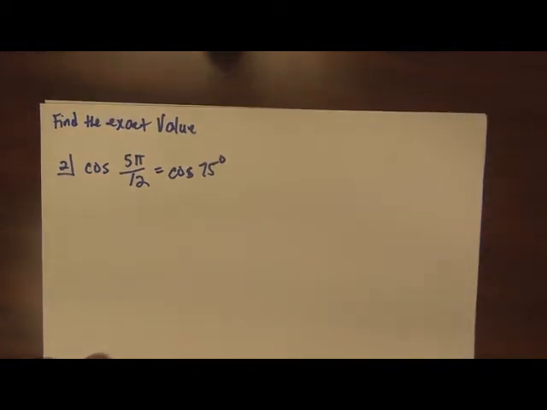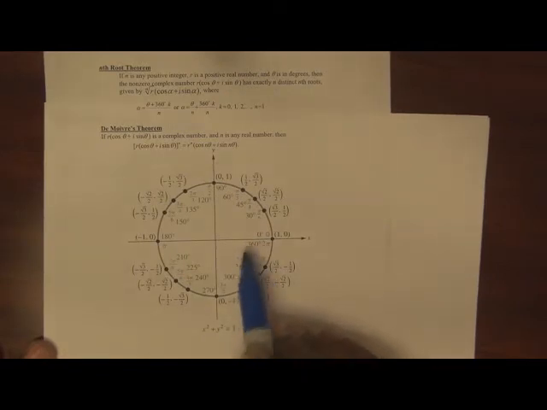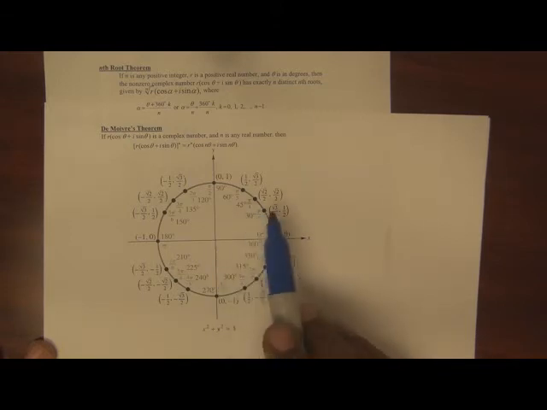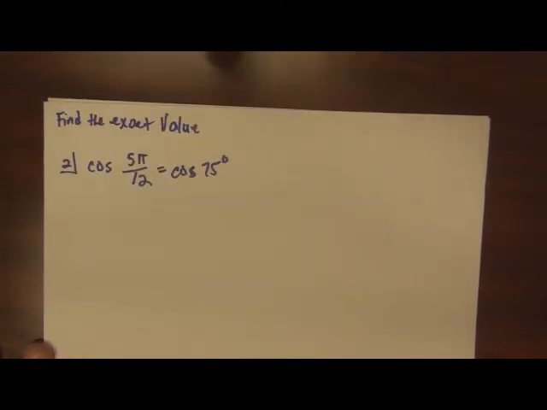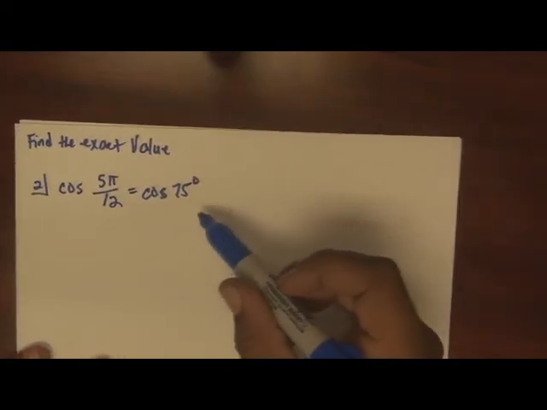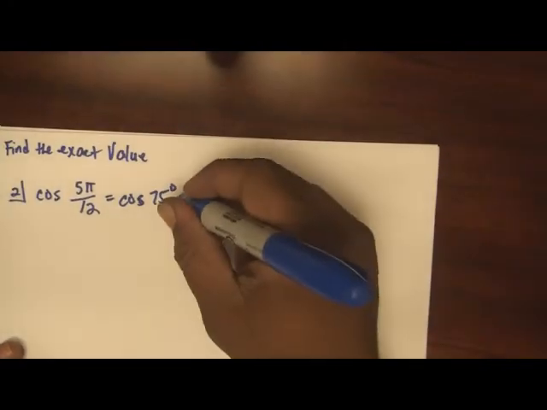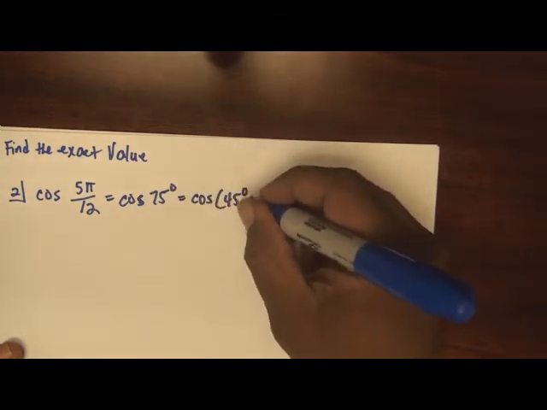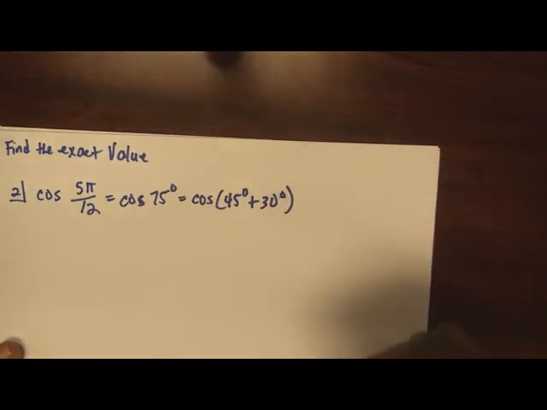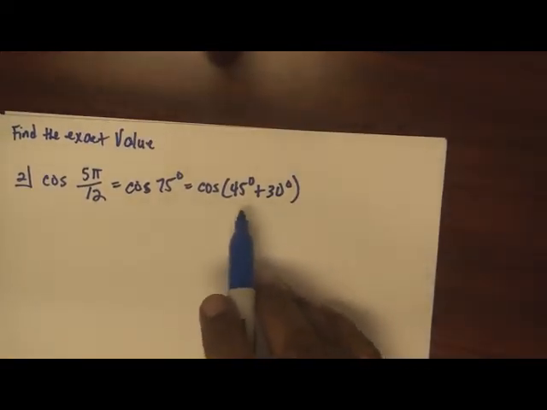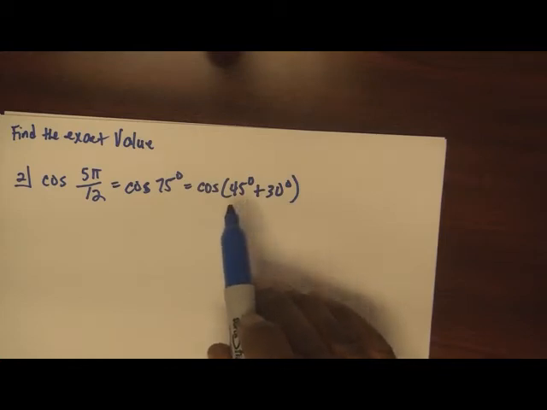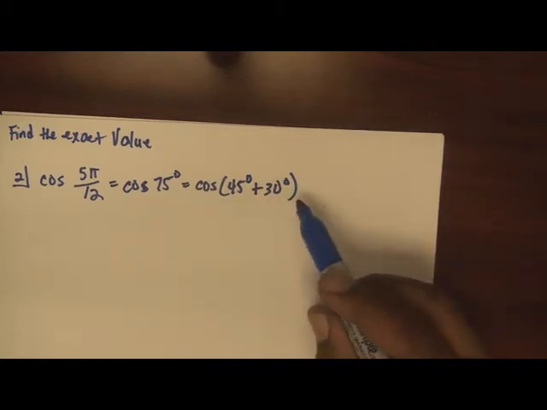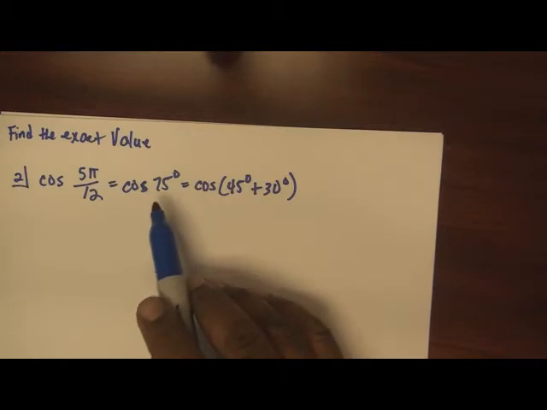If you look within your unit circle, you'll notice once again that there is no 75-degree angle, but we can use a combination of angles that will give us 75. So I'll rewrite the cosine of 75 degrees as the cosine of 45 degrees plus 30 degrees. And when using these formulas, it does not matter if you use 30 first or 45 first. Whatever combination gives you the desired outcome.